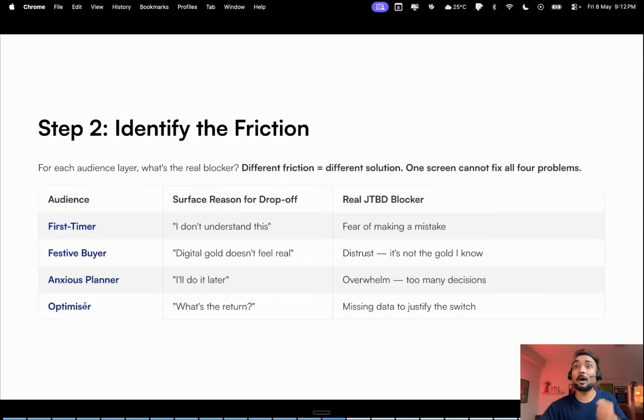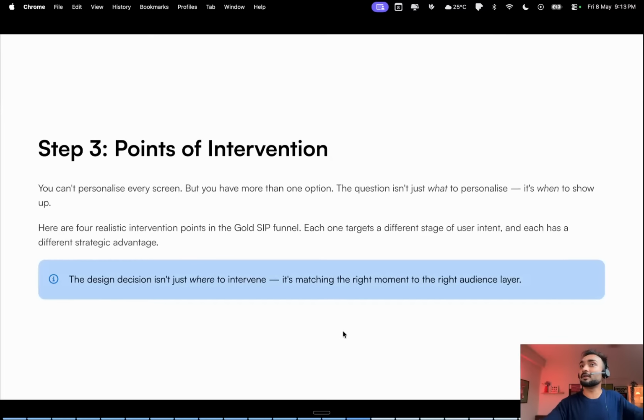Next up, optimizer. Optimizer person, right? Data driven person. On the surface, they are like, what is the return on this in 20 years if I do this? But the real blocker is they would have loved to see data to justify switching to digital gold from physical gold. So these are four different friction points for different audiences.